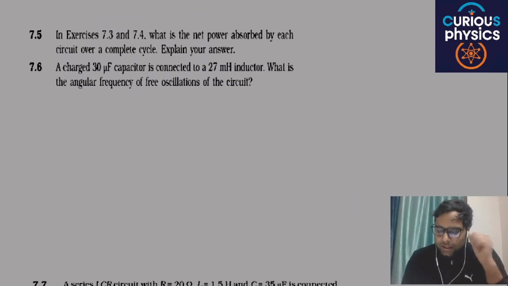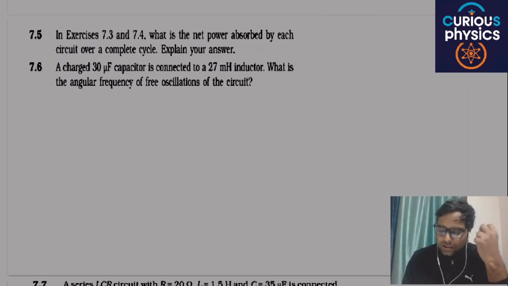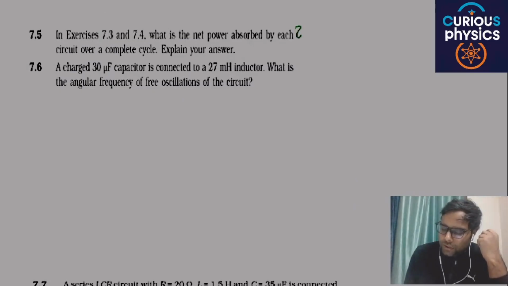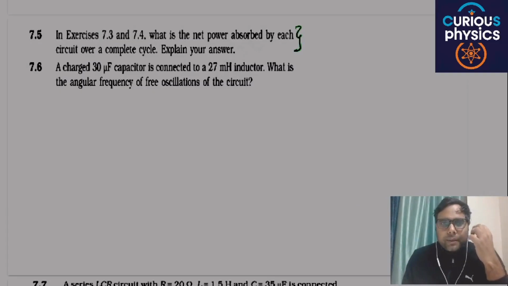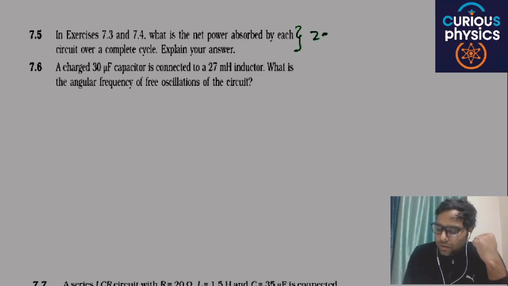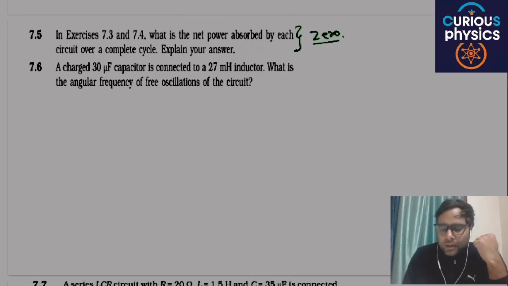Next, in exercise 7.3, what is the net power absorbed by each circuit over a complete cycle? We know that in case of inductive and pure capacitive circuits, if there is no resistance, the net power loss is 0. Okay, are you able to understand my point or not?